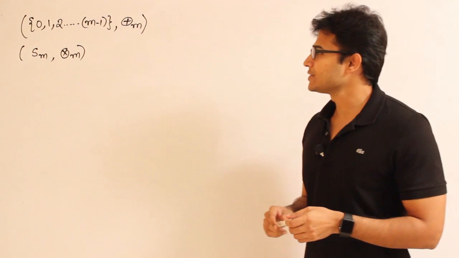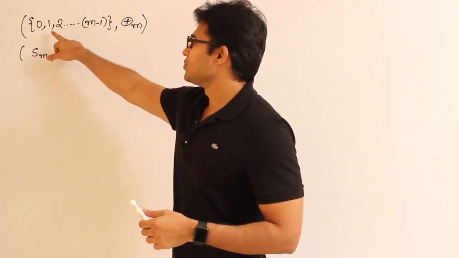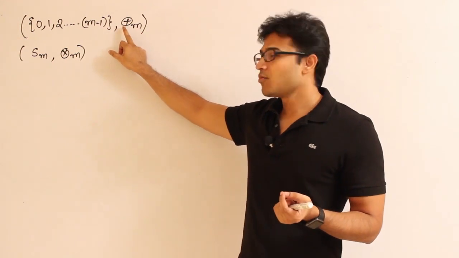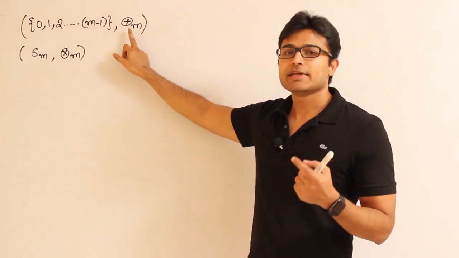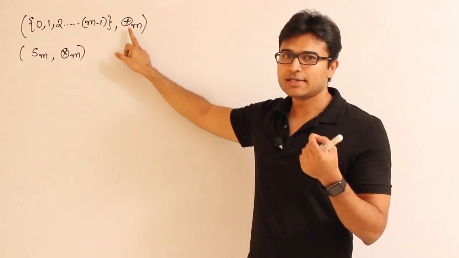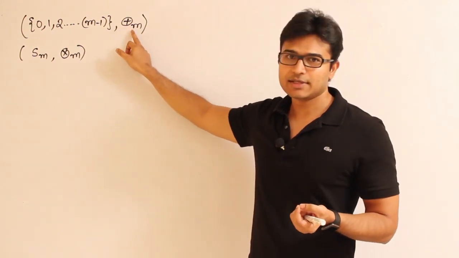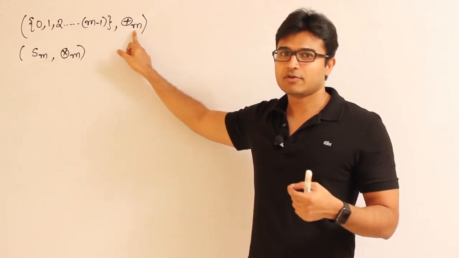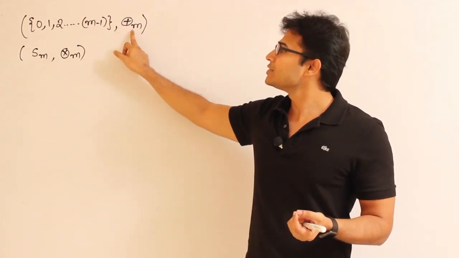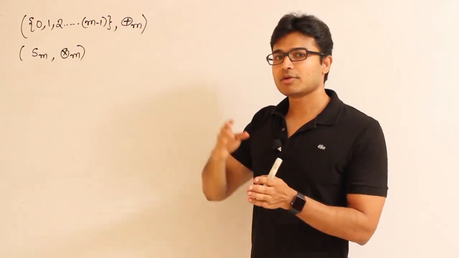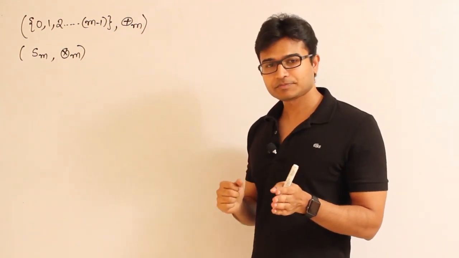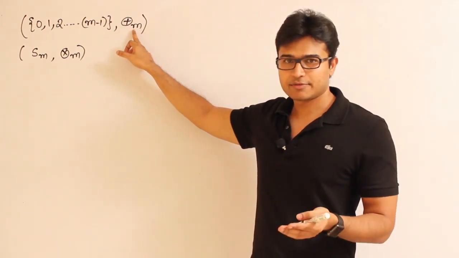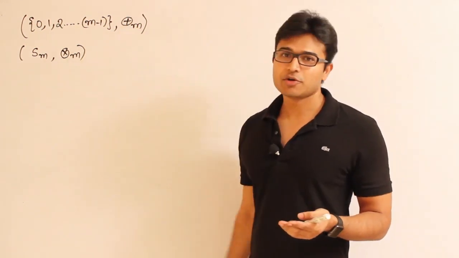So one example is, if you have the numbers from 0 to m minus 1, and this symbol is addition modulo m. In the exam they will give you the verbal description. Here I am directly using these symbols, but you need not memorize them, they are not standard. In the exam they will describe it verbally. So what I mean to say is, if you have the set of numbers from 0 to m minus 1 and addition modulo m is the operator, then it is going to be a group.